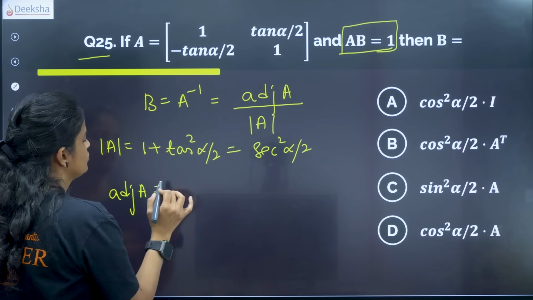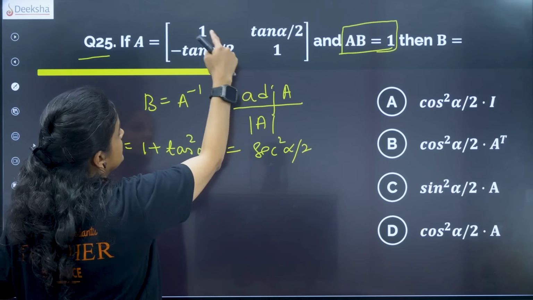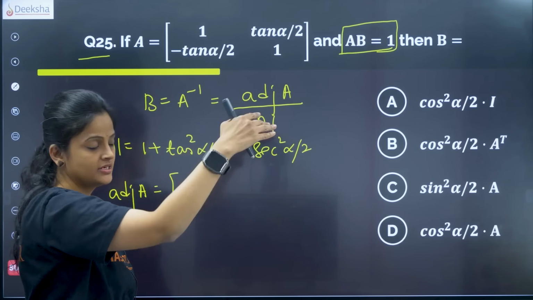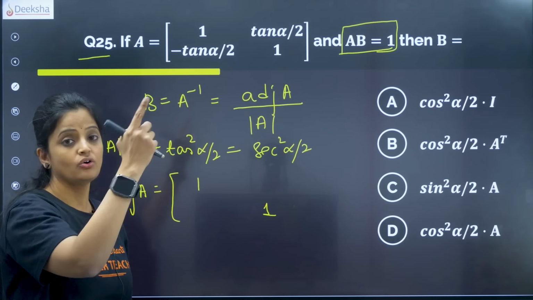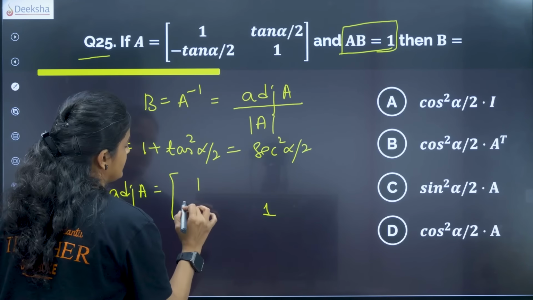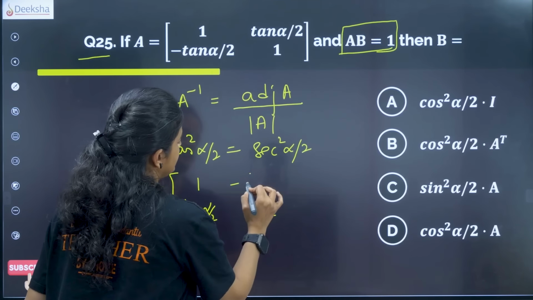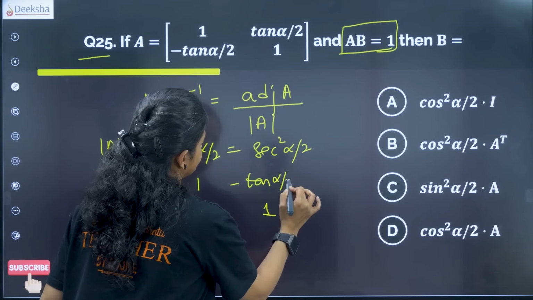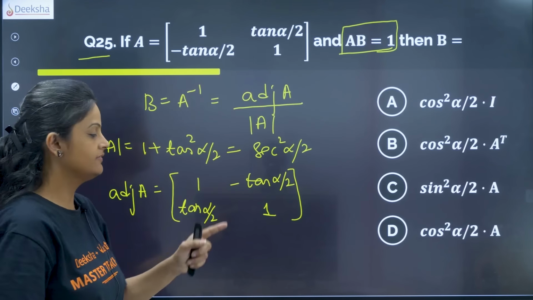Adjoint A for 2 by 2 is very simple. I have to interchange these values, the diagonal elements. So 1 and 1. I have to change the sign of the non-diagonal elements. That will give me tan alpha by 2, minus tan alpha by 2 here. Put both in this and get the B value.